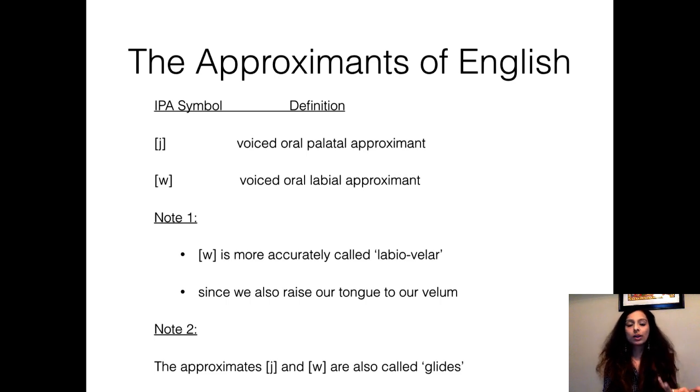Here are some examples of approximants of English. Y is a voiced oral palatal approximant, and the W is a voiced oral labial approximant. Now, I have two notes over here. One is that the W is actually a labiovelar, even though we're just going to call it labial for the purposes of this class, but I just want to clear up this terminology in case you see this in your textbook or on a website. But we will just use labial for the purposes of this class. And the second note that I have is that both these approximants are also called glides in English. So you can call approximants semivowels or glides in English.